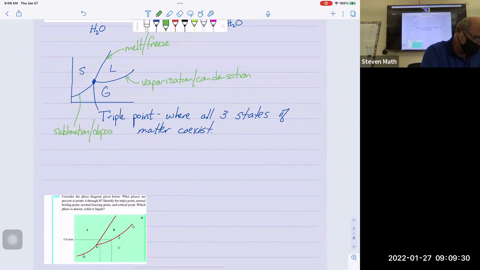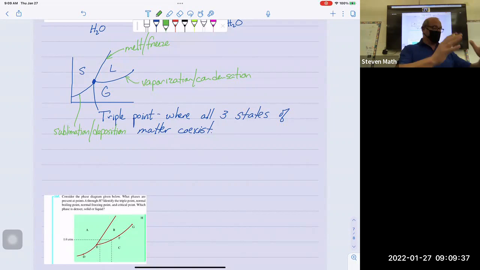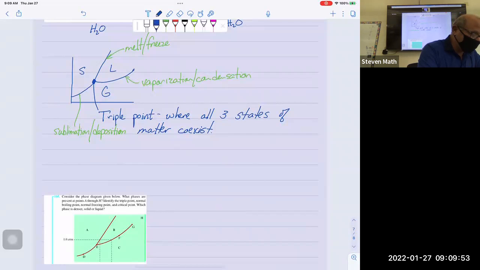Those are the phase changes. So the lines between the areas represent phase changes. And the area represents the individual state of matter. The middle's where all three are happening together. And then, of course, there's this little guy out here.